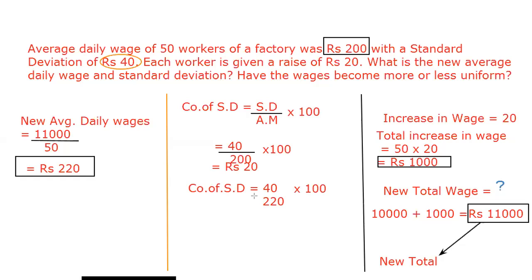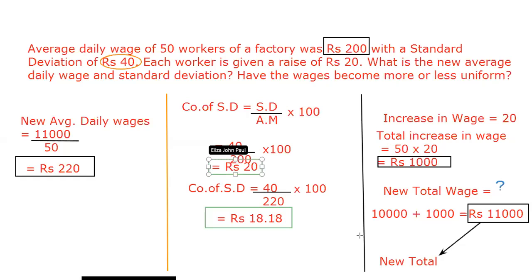So what is our new coefficient of standard deviation? It is 18.18. Okay, so fine. After increasing the wages, you are able to see, right? So what happened? Whether the wages become more or less uniform?